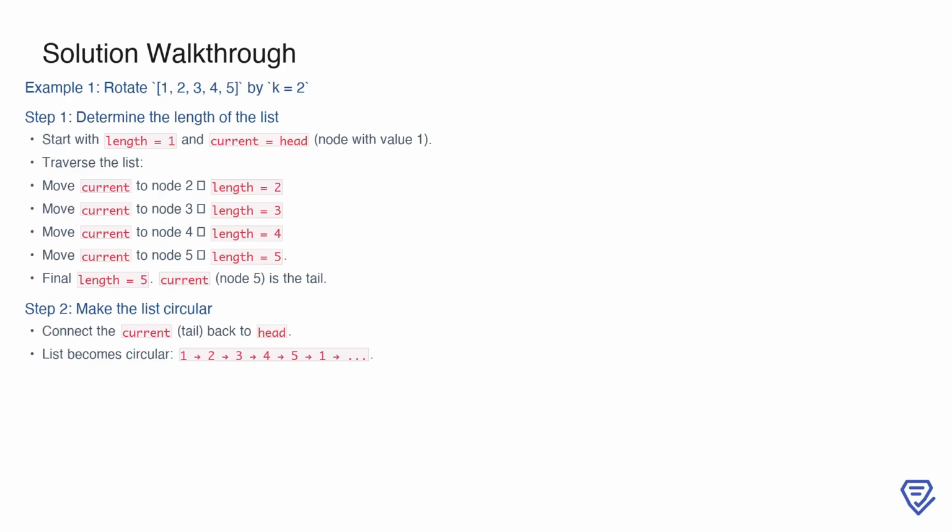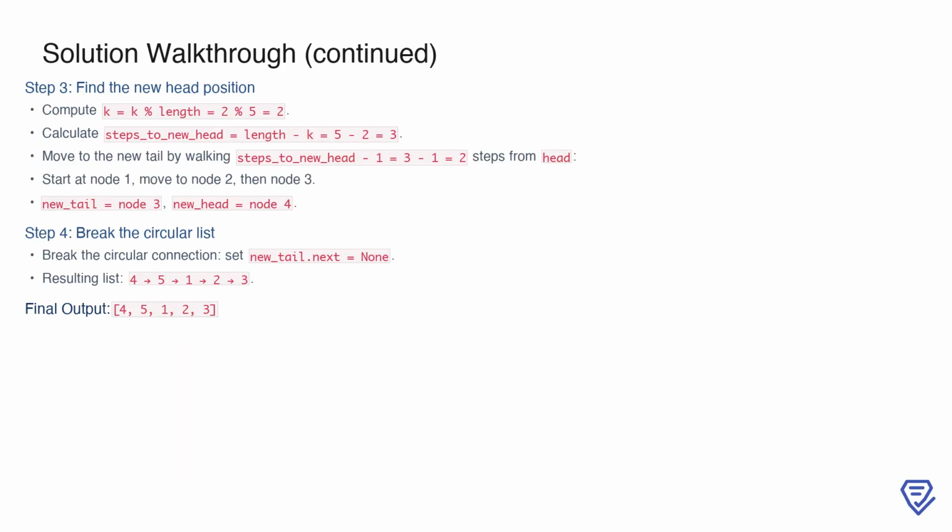Once we have the length, the second step is to make the list circular by connecting this tail node back to the head. This creates a circular structure where the list cycles back to the beginning after node 5, forming 1, 2, 3, 4, 5, 1. Now that the list is circular, the next step is to find the new head position after rotation. To do this, we first compute k modulo the length, which ensures the rotation count is within the bounds of the list. For k equals 2 and length equals 5, we get k equals 2.